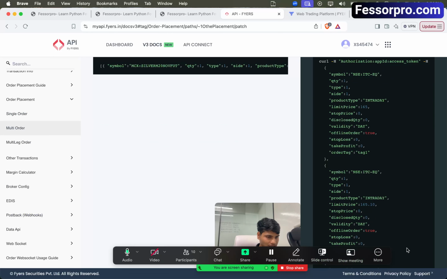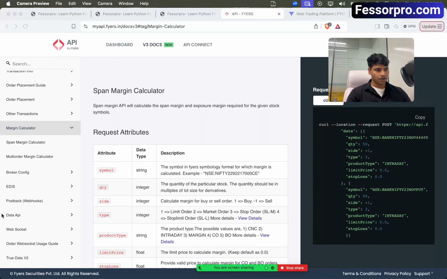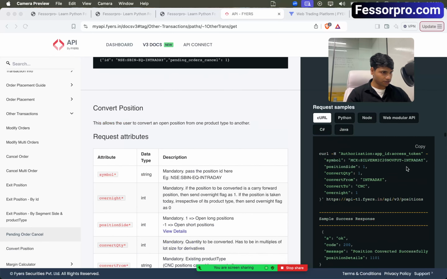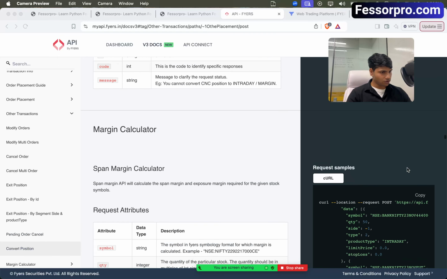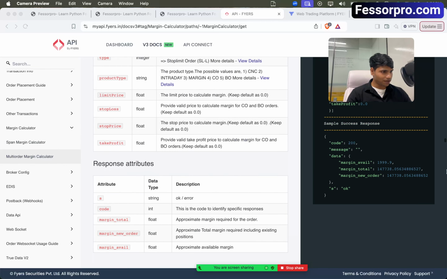Now, one last thing I'll show you before I end the session, that is this margin. If you click on margin, now margin is again useful for options usually, most of the time. Now, if you click on margin, you'll see they didn't provide any Python code for some reason. For all the other sections, they have provided the Python code. But for margin, if you scroll down and up, you will not find any Python code here.